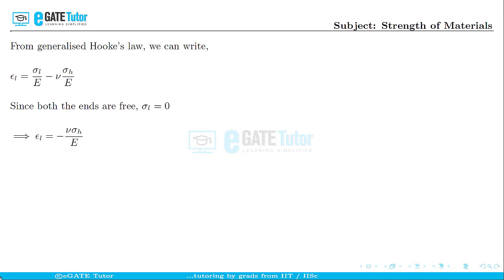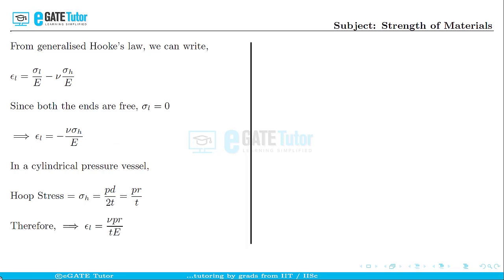Okay. Keeping that aside, we know that for a cylindrical pressure vessel, hoop stress is given as PD by 2T, and we know that D is equal to 2R. Substituting that will give us hoop stress sigma H is equal to PR by T. When we substitute PR by T in this equation, neglecting the minus sign, we get epsilon L is equal to nu PR by TE. But we know that epsilon L is equal to alpha delta T. Substituting that gives us alpha delta T is equal to nu PR by TE, and rearranging the terms gives us delta T is equal to nu PR by alpha TE. So that matches with option C.